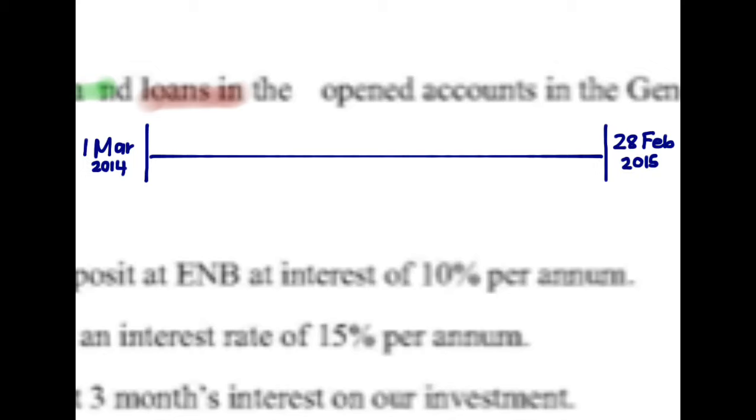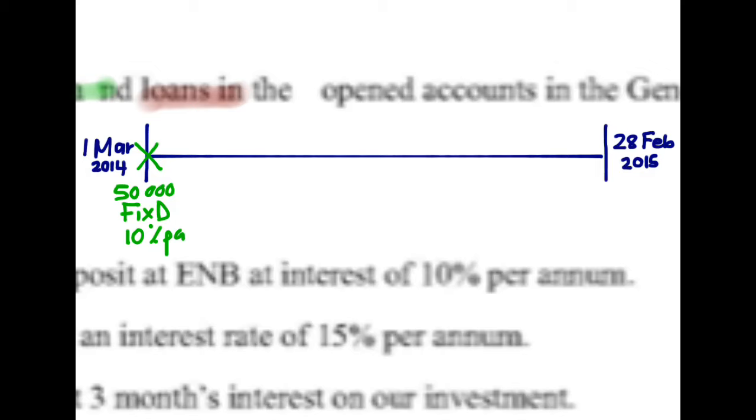Transactions. Number 1. On March 1st, so right at the beginning of the year, we invest an amount of 50,000 on a fixed deposit at ENB at an interest rate of 10% per annum. So I'm going to write here it's 50,000. It's for a fixed deposit and it's at 10% per annum interest rate.